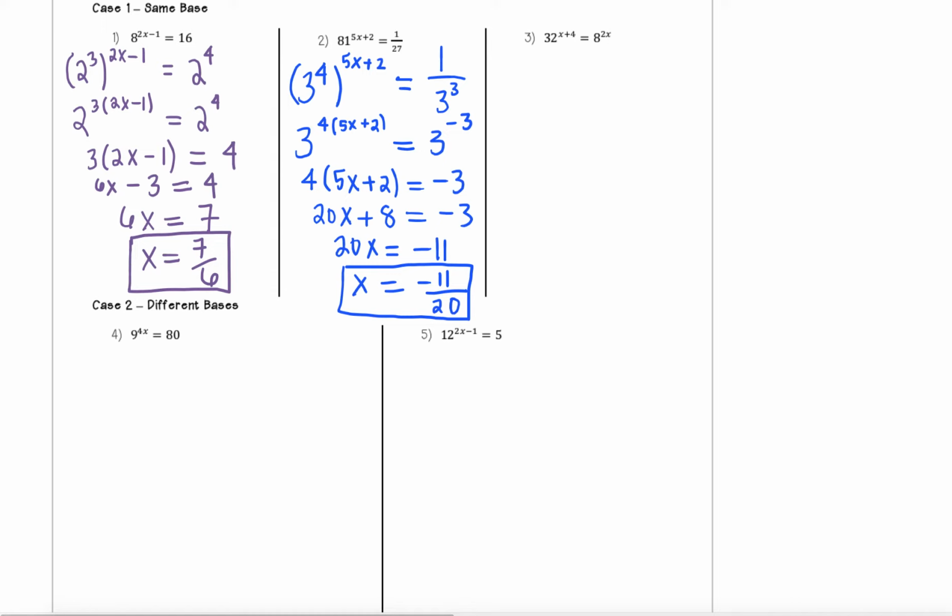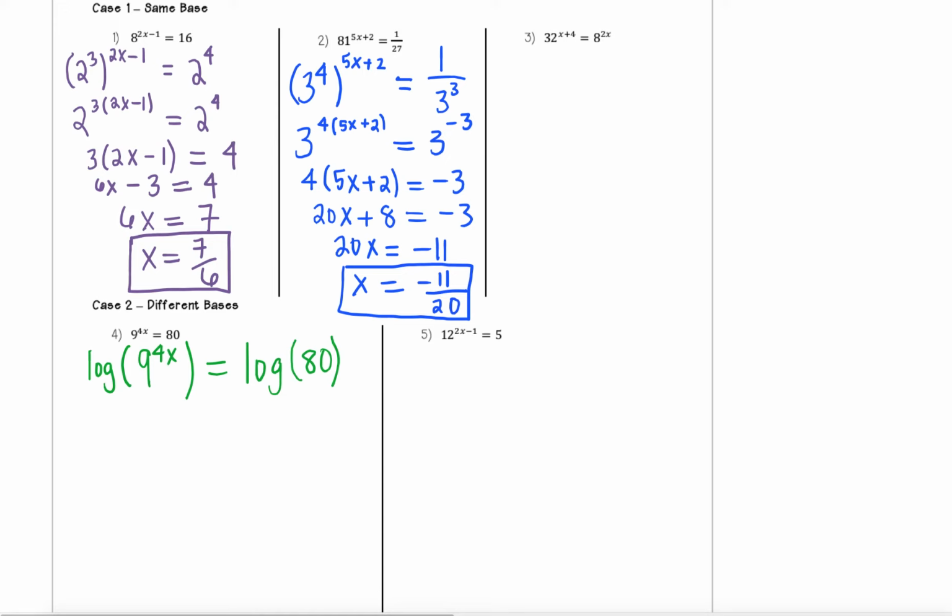Well, we learned that logs and exponentials are going to undo each other because they are inverses. So what we can do is apply a log to both sides of this equation. So I'm going to take the log of the left side. I'm going to use base 10, so I don't need to write the base. I assume that that's base 10. We get log of 9 to the 4x equals log of 80.